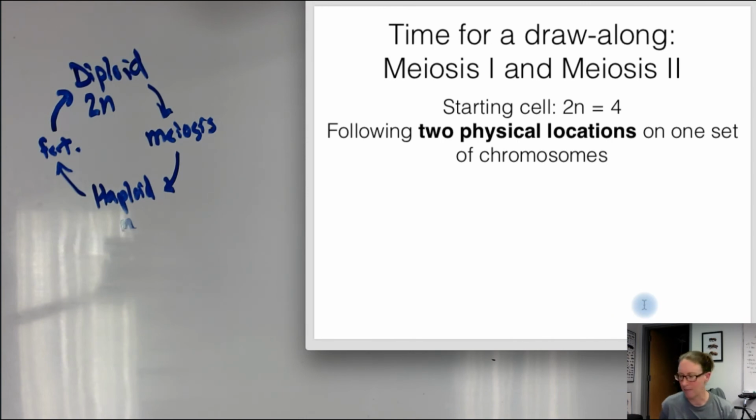Okay, so let's dive into a draw along for meiosis 1 and meiosis 2. We're going to work with a diploid cell, so 2N, that has 4 chromosomes total, so 2 pairs of homologous chromosomes. And we're going to follow 2 physical locations on one set of these chromosomes. I'm going to put this draw along in its own video so that you can come back to it when you're ready for it.